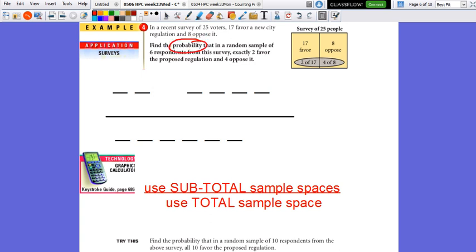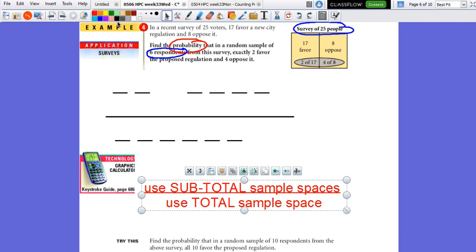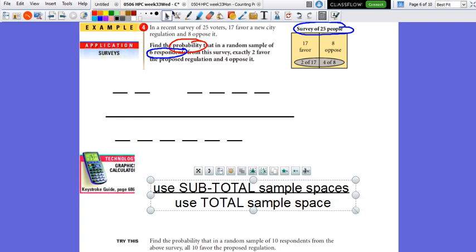you always want the total sample space on the bottom. Okay, the total. All right, so the total is 25 people. You have 25 people, and you're interested in 6 from that total. Okay, 6 from that total. All right, so let me put this in black here. Boom. 6 from that total.